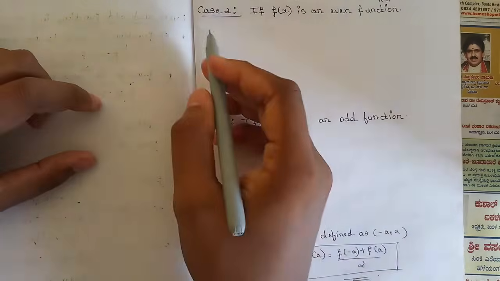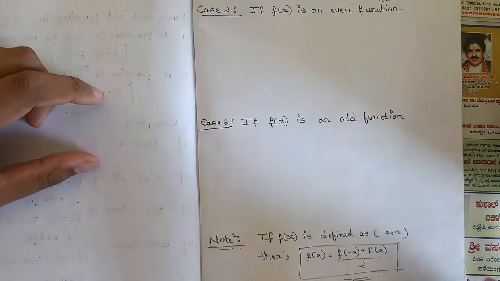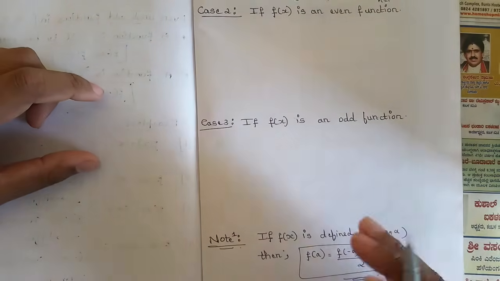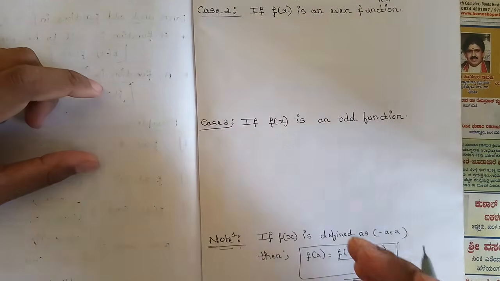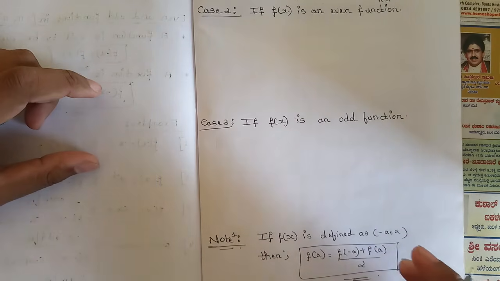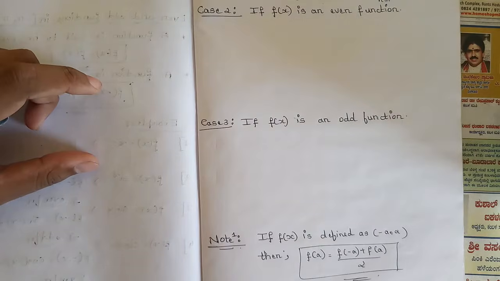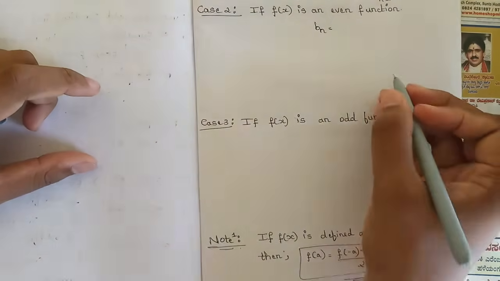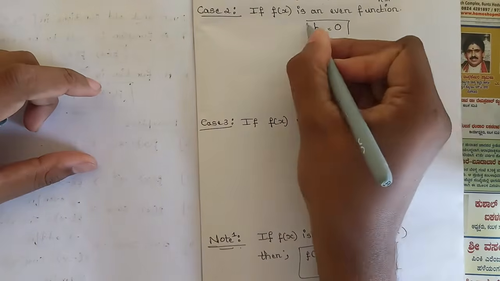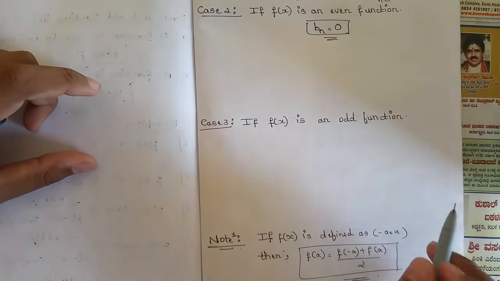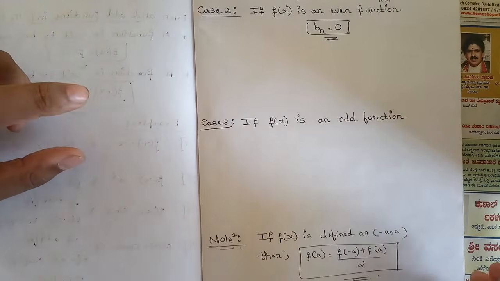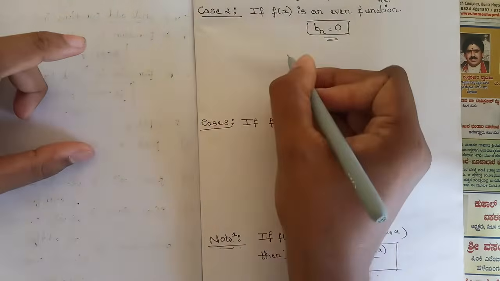Now let's see the second case, that is if f of x is an even function. In the case of an even function, we need to remember one thing: the Fourier coefficient bn is equal to 0 if the function is an even function. There are only two formulas, that is for a0 and for an. Let's write it.